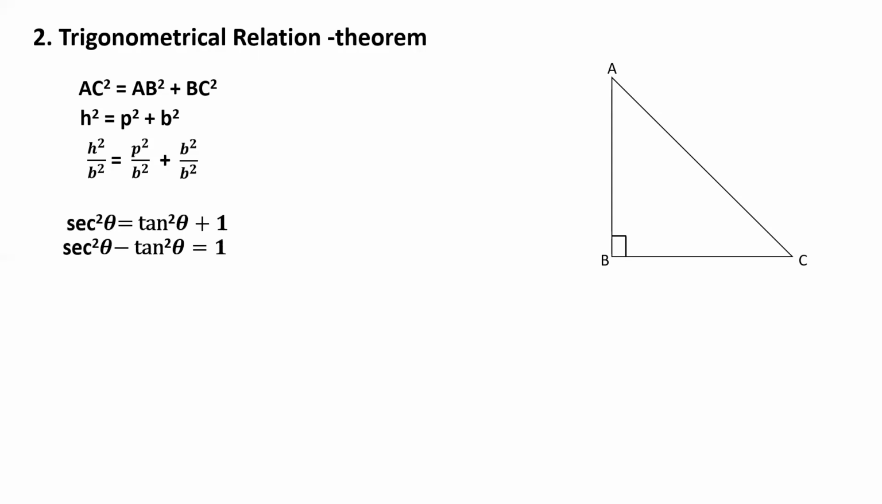Okay, and here sec square theta minus tan square theta gives you 1. And from here, we can say sec square theta minus 1 will be equal to tan square theta, or we can say tan square theta equals sec square theta minus 1.